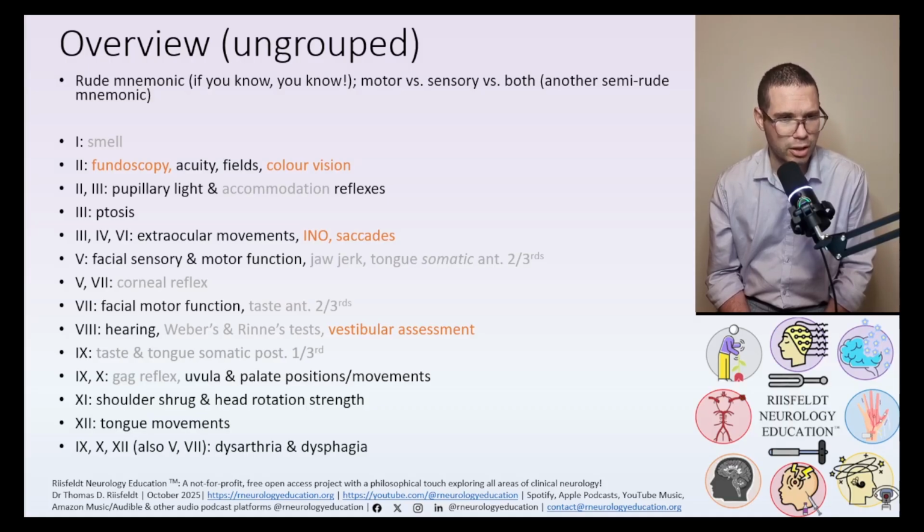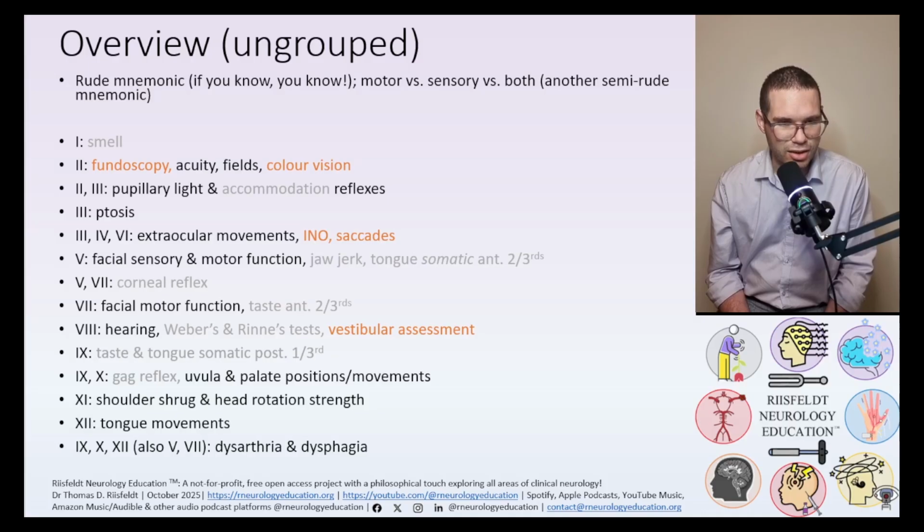Next is the seventh nerve alone, which tests motor function of the other facial muscles, along with the taste modality to the anterior 2/3 of the tongue ipsilaterally. Next is the eighth nerve, the vestibulocochlear or the auditory nerve, which examines hearing and is further examined with Weber's and Rinne's test and also tests of vestibular function.